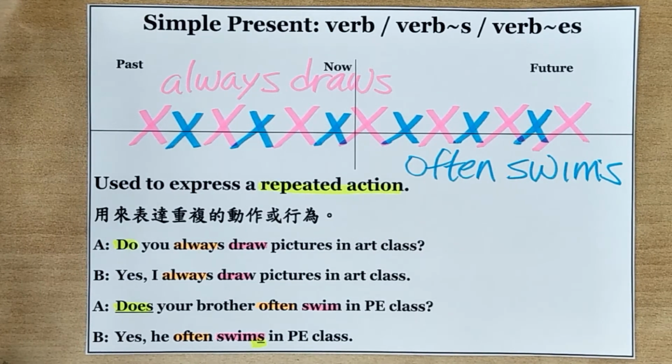A: Does your brother often swim in PE class? B: Yes, he often swims in PE class. So, in these two examples, we don't care about the past, now, or the future because somebody is always doing something.